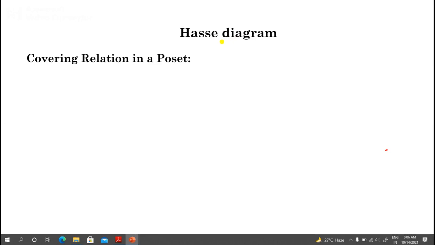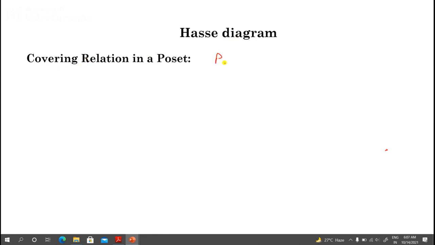Hello everyone. In this lecture, we will discuss the diagrammatic representation of a partially ordered set. Hasse diagram is the diagrammatic representation of a poset. So before understanding this one, first we will check the covering relation.